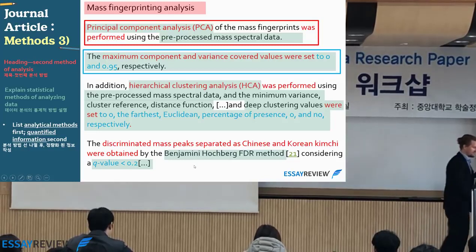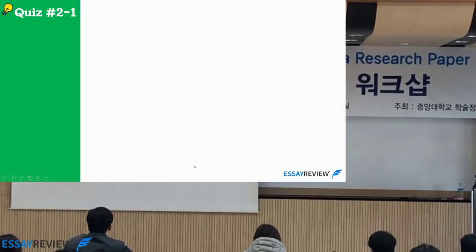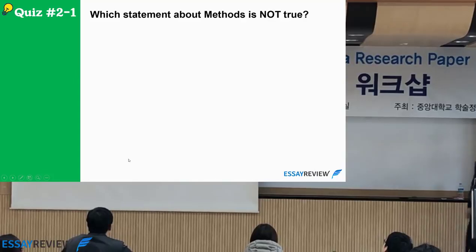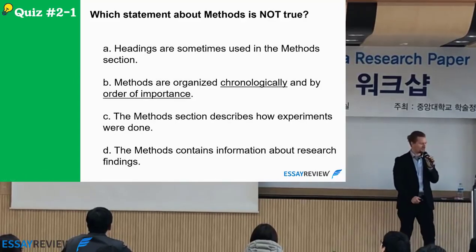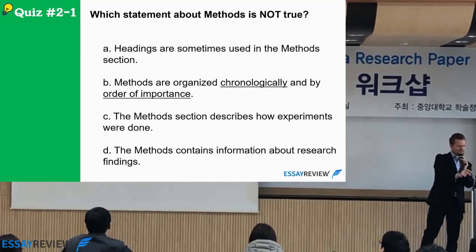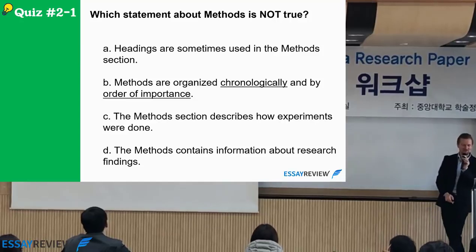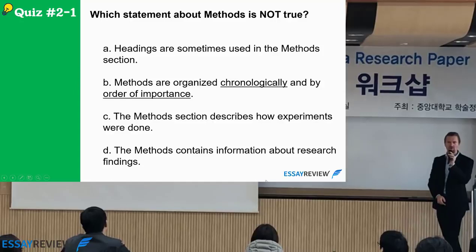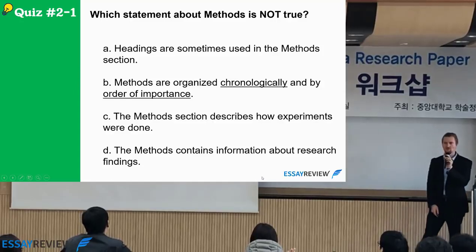Okay, methods quiz. Let's see if you remember what I just said. What statement about methods is not true? A, headings are sometimes used in the methods section. B, methods are organized chronologically and in order of importance. C, the methods section describes how experiments are done. Or D, the methods contains information about research findings. Which one is not true?